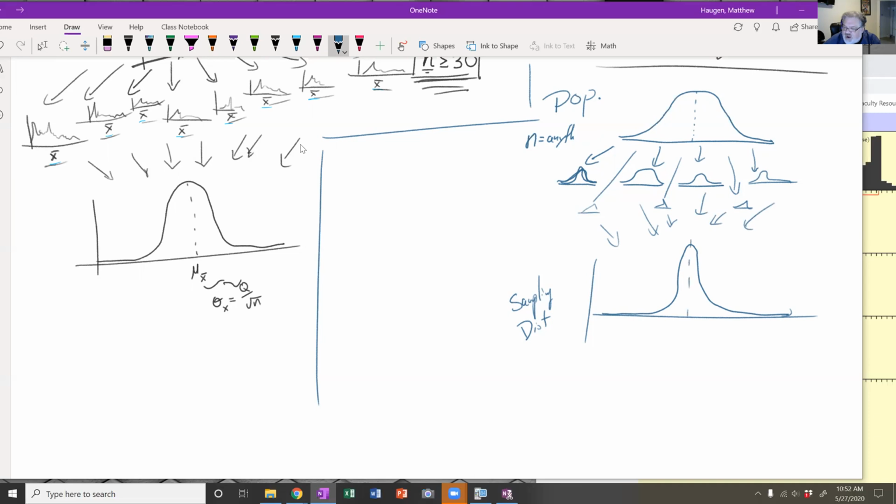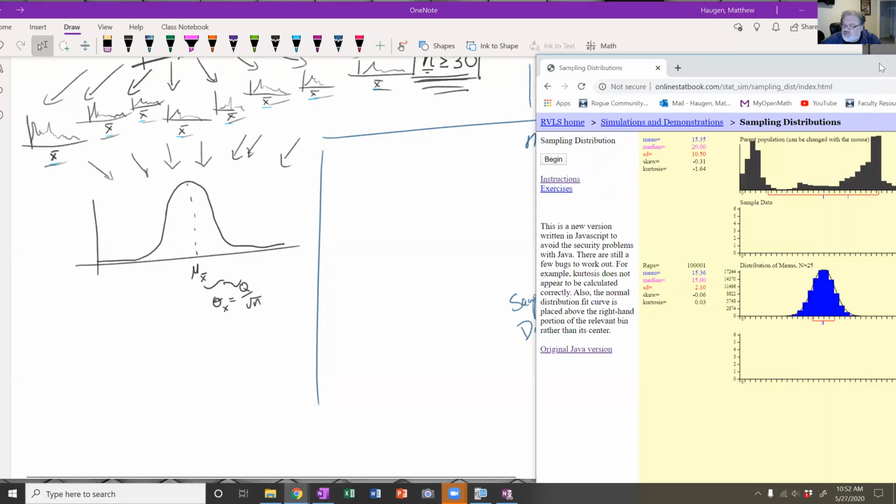Again, the average of our average, the average of the sampling distribution, is going to equal the average of our population. It's going to equal that original average. And again, it's going to have a standard deviation that is significantly tighter than our original data was. It's going to be our original data's standard deviation divided by the square root of the sample size, no matter what the sample size is. And again, we can see that happening if we model it here.